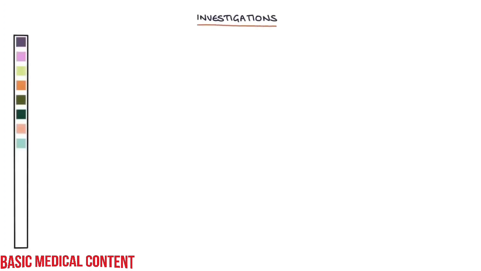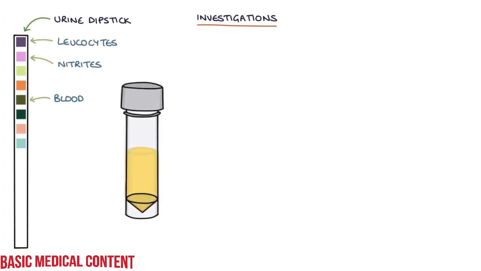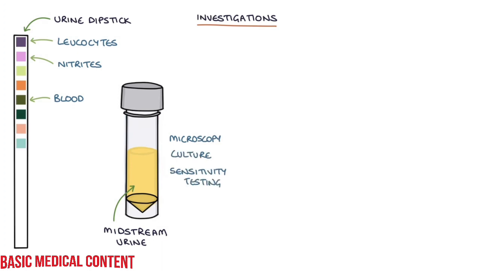Next, let's talk about investigations. A urine dipstick will show signs of infection, including nitrites, leukocytes, and blood. A midstream urine, or MSU, can be sent to the lab for microscopy, culture, and sensitivity testing, and this is essential to establish the causative organism. The sample should ideally be collected before starting antibiotics.